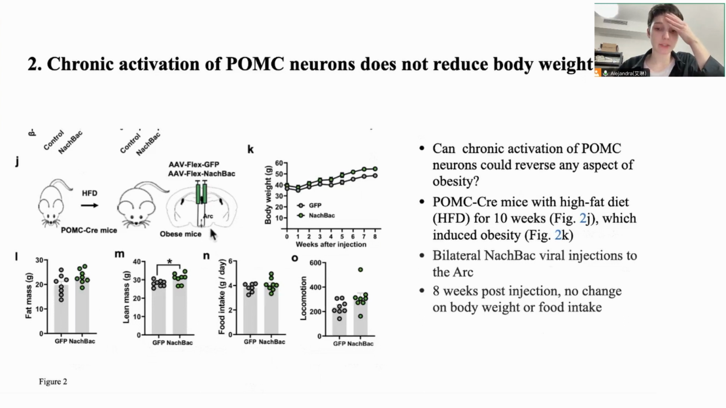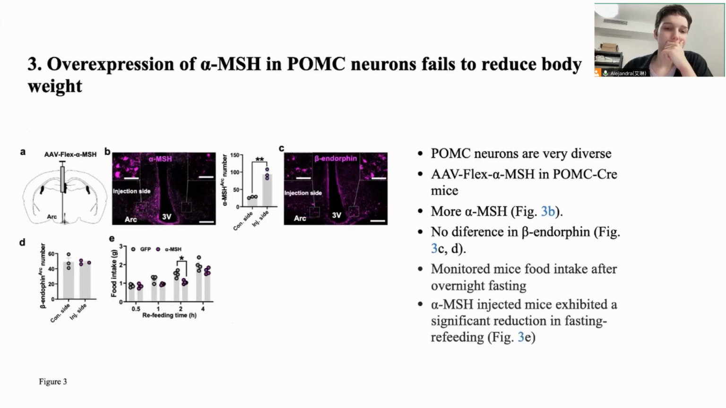And then these mice receive a bilateral NAC-PAC viral injection in the arcuate nucleus. After 8 weeks, no significant change on body weight and food intake were observed. Therefore, NAC-PAC expression failed to reverse obesity. Overexpression of alpha MSH in POMC neurons failed to reduce body weight.